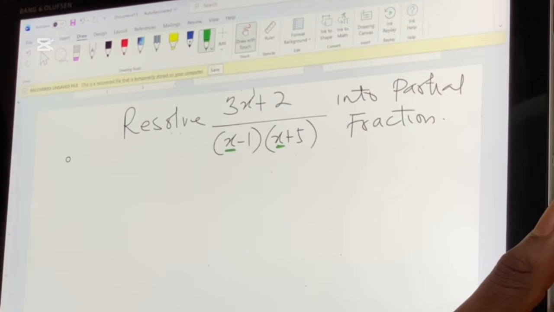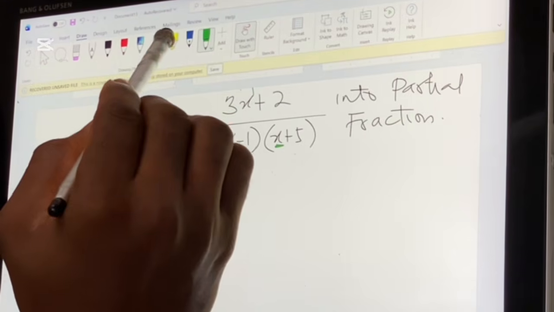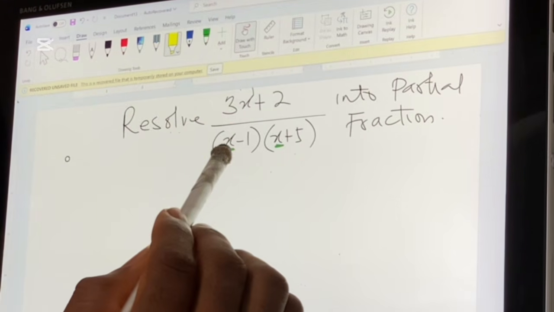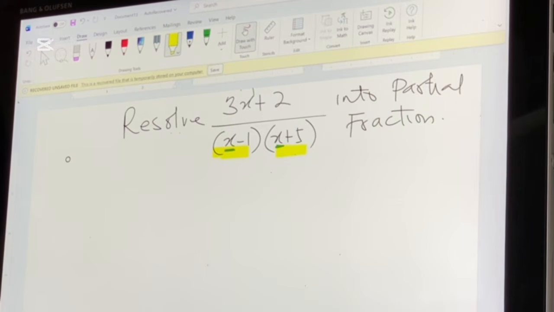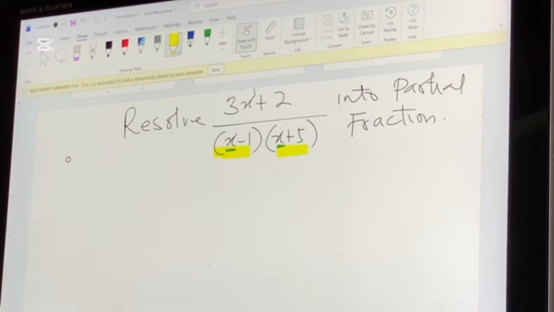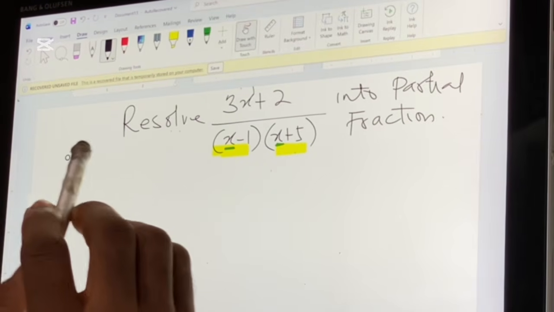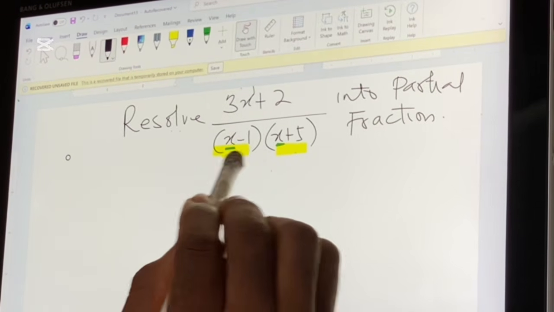So this is proper. And for all proper partial fractions, we have factors. Okay, the next is to consider the factors. So how do we consider the factors? We check the denominator part. So this is linear, this is linear. Please take note. And there's a solution to all linear factors, and this is what you have to do. That is, we have this to be the class solution first.